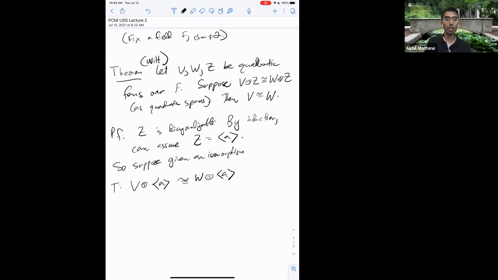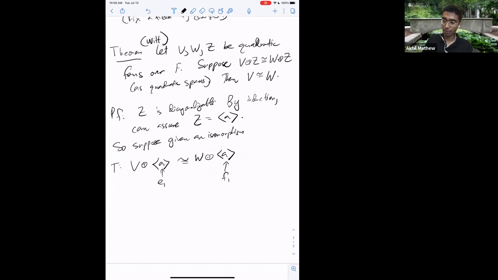What we want to do is cook up an isomorphism from V to W. To do this, let me give these vectors names. Let's say e1 is a basis element in bracket A over here, and f1 is the basis element in bracket A over here. The basic problem is that, in general, T is some isomorphism like this, and it's not true that T of e1 is equal to f1. If T of e1 were equal to f1, then you'd have an isomorphism that takes e1 to f1, and therefore it takes the orthogonal complement of e1 to the orthogonal complement of f1, and that would say that T carries V into W.